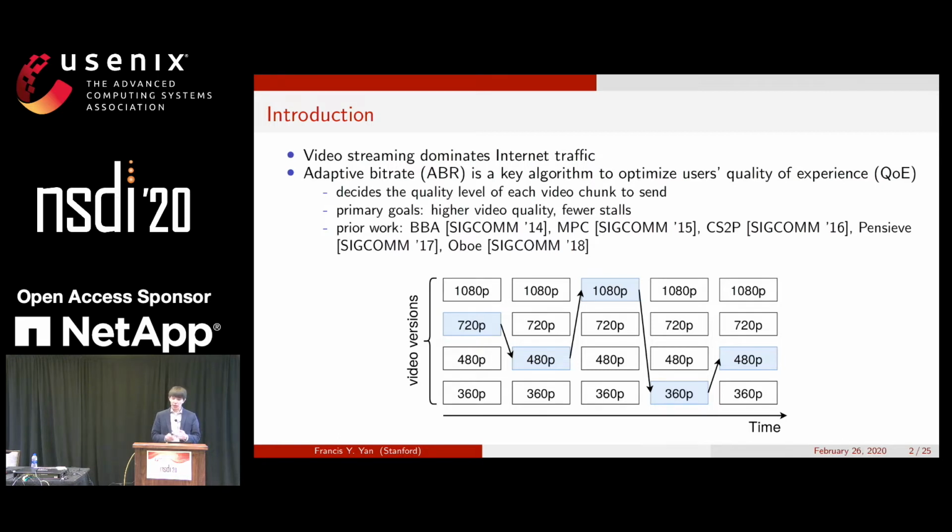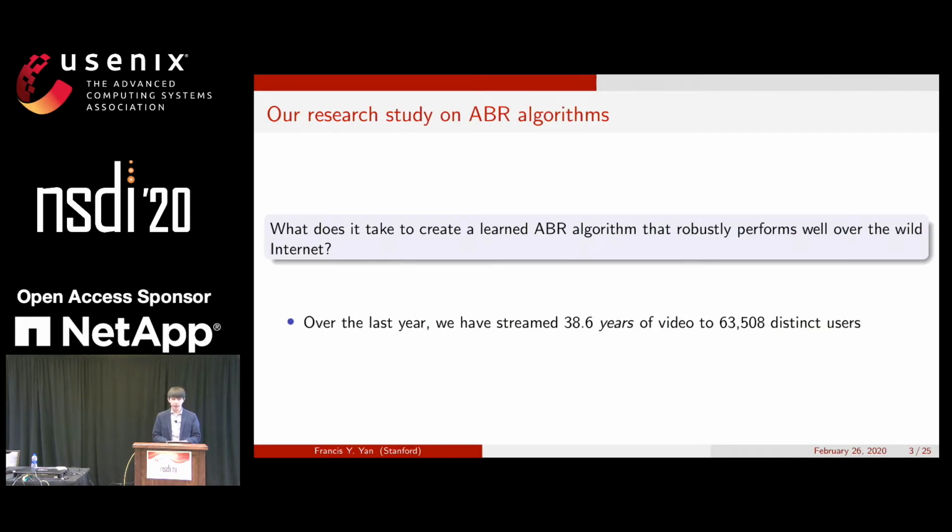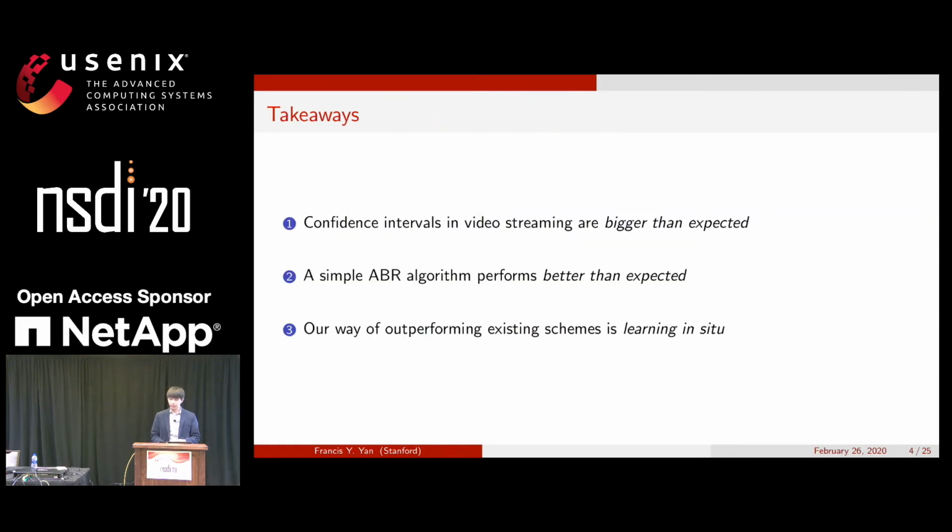ABR remains challenging today because these goals are naturally conflicting with each other. For instance, sending larger chunks would increase video quality, but may also stall the video playback. We ran a study on ABR algorithms seeking to answer the question: what does it take to learn an ABR algorithm that performs consistently well over the real internet? In the past year, we have streamed more than 38 years of video to over 63,000 users. And here are the takeaways.